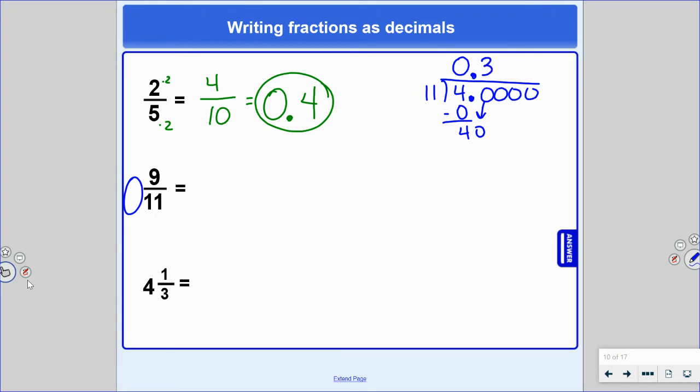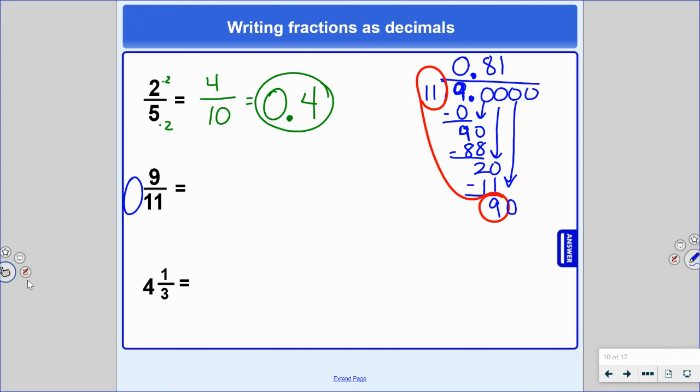40 divided by 11 is 3. Excuse me, Mr. Cowan, that was a 9. That was a 9/11, apologies. All right, 90 divided by 11 is 8, with 2 left over. 20 divided by 11 is 1, with 9 left over. And of course, every time I'm always checking, is my remainder less than the divisor? Now at this point, some of you are saying, wait a second, something's funny about this, because we get another 8, and then we get another 1.